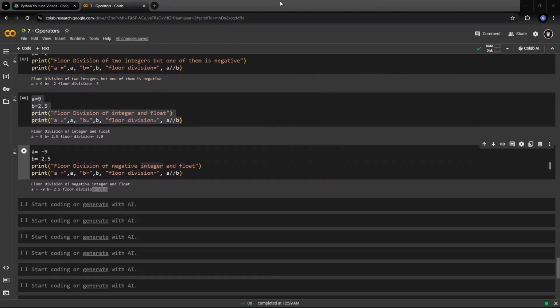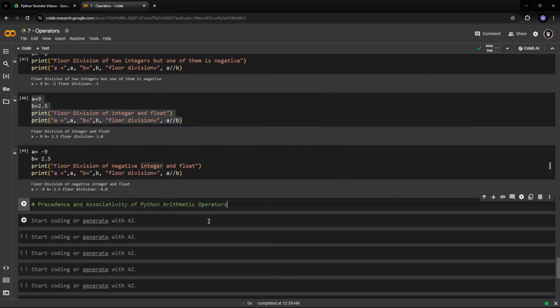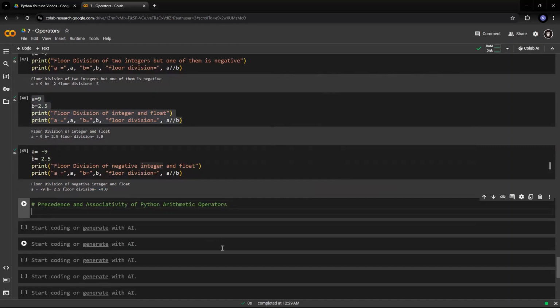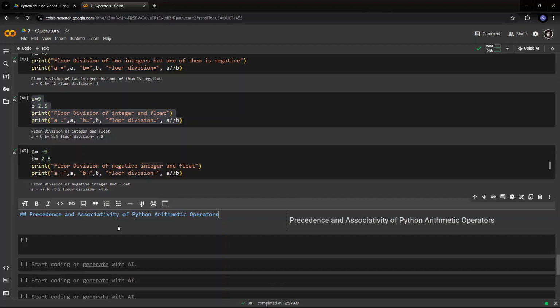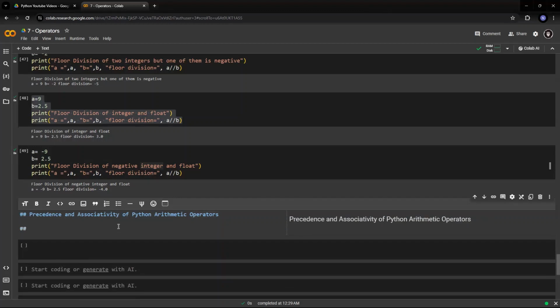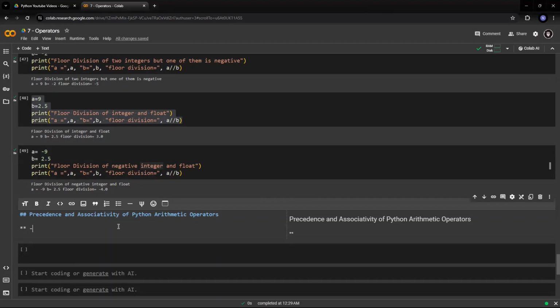Now there are a few things that you need to understand. There is some precedence when you're talking about arithmetic operators. So the precedence would be like the exponent operator. Oh, sorry, let me write it properly. Exponent operator. The associativity of this operator is right to left. So it is the index that has the precedence.